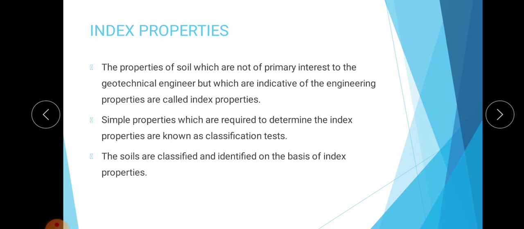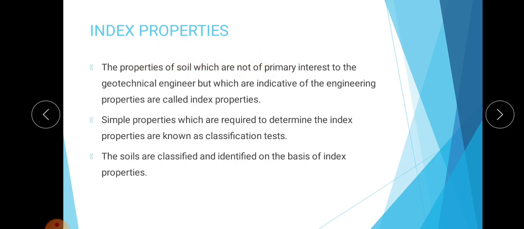And the examples for engineering properties are permeability, compressibility and shear strength. Okay, so permeability means ability to pass water, and compressibility means the deformation produced in soil when it is subjected to compressive load, and shear strength means ability to resist the shear stresses. So these are the engineering properties, and the properties which are indicating these properties, like permeability, compressibility and shear strength, are known as index properties.